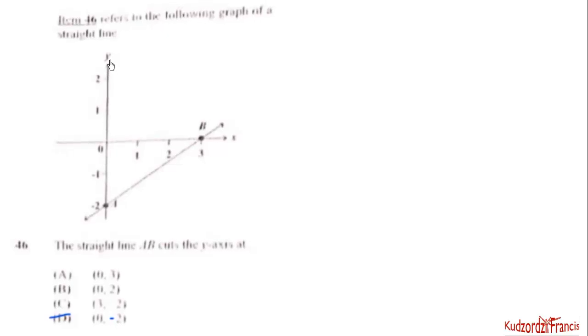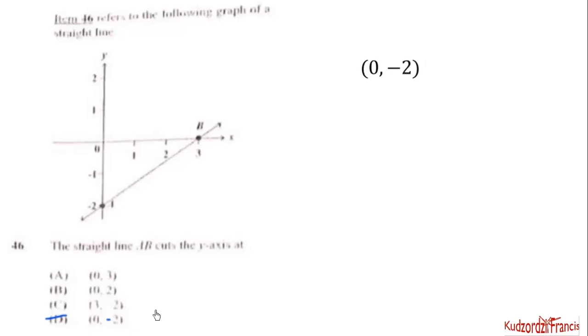Then item 46 refers to the following graph of a straight line. The straight line AB cuts the y-axis at this point. So the coordinate of this point is 0, -2. So the correct answer is indeed D.